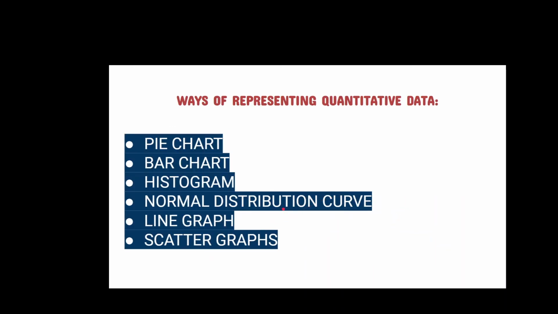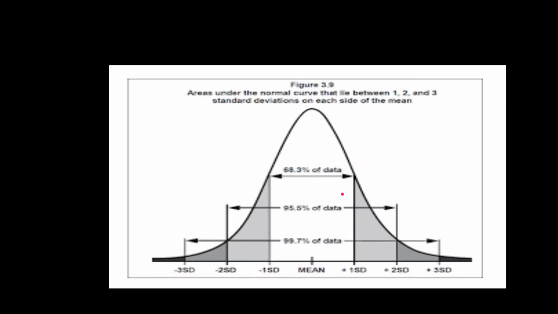Then we have a normal distribution curve. This is usually used in accordance with the mean, and ideally in the center of the normal distribution curve, you will have your mean, and on either side of the mean, you will have an equal amount of data. So it will be symmetrical. It's also known as the bell curve.